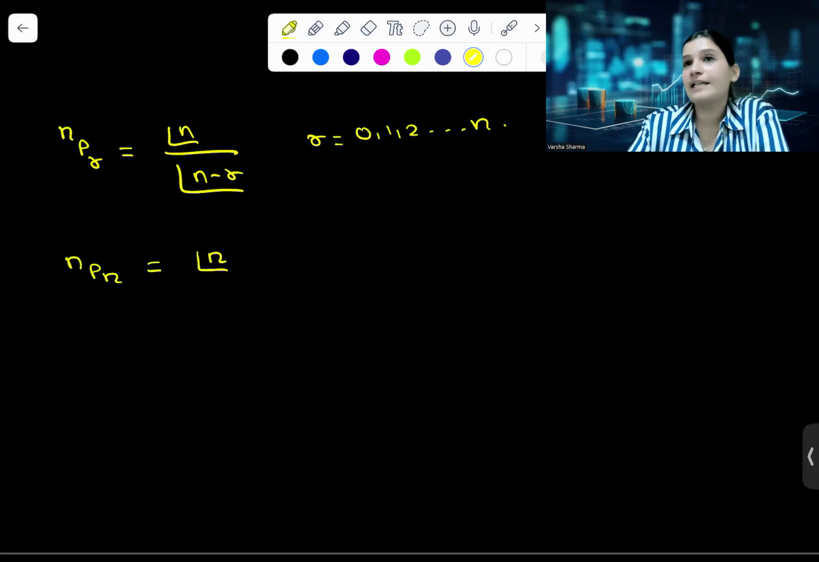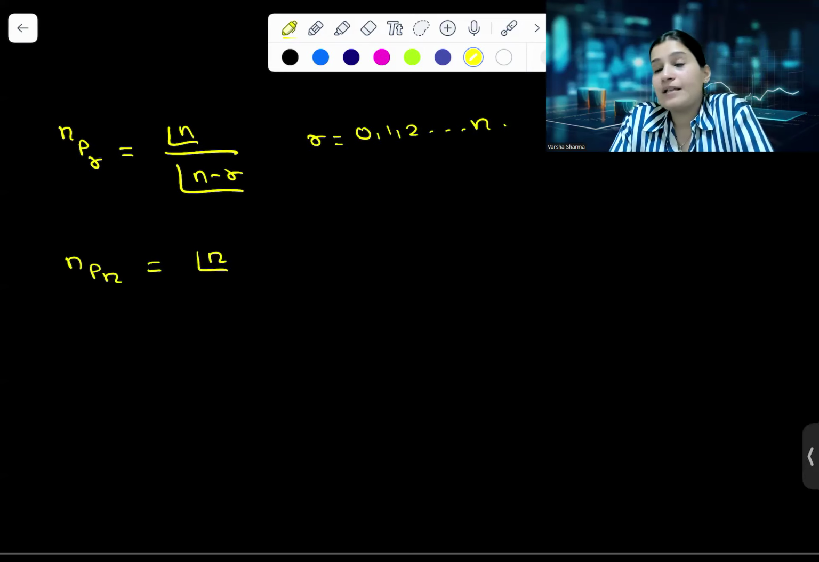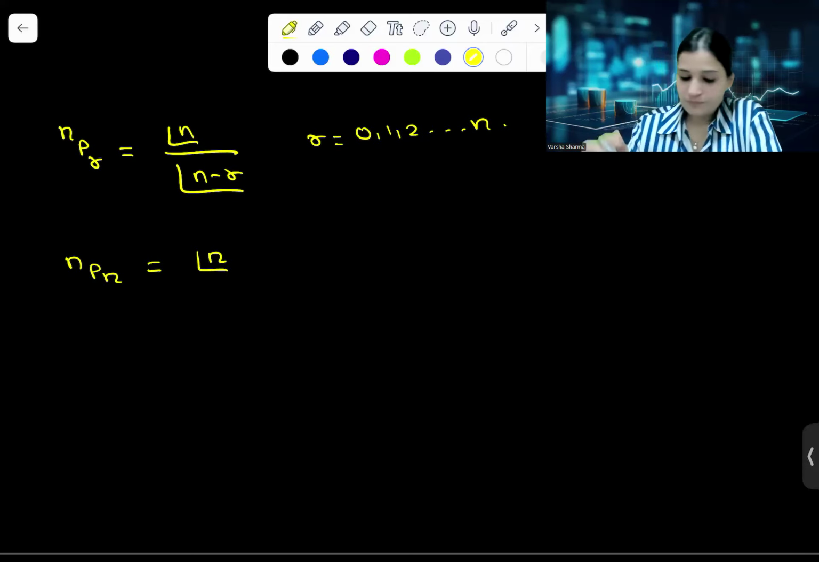nPn is factorial n. So nPn means the only thing that we need to do here is arrangement. There is no selection involved. If out of n I'm taking n things, then there is no selection. The only thing that I am doing is arrangement, right?